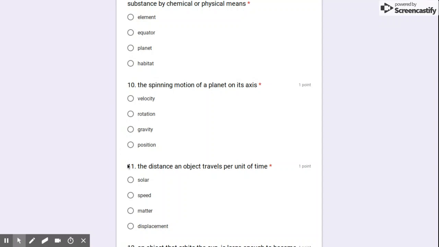Number 11. The distance an object travels per unit of time. Solar, speed, matter, displacement.